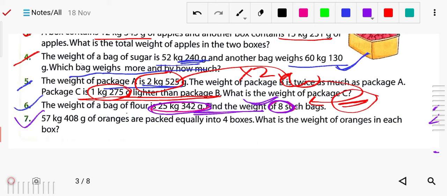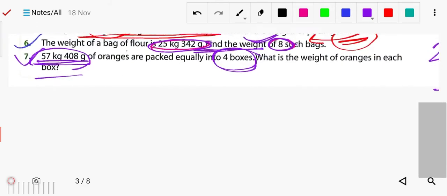Now number 7. 57 kg 408 gram of oranges are packed equally into 4 boxes. What is the weight of oranges in each box? The weight is given, and we have to divide it among the 4 boxes. First of all, it is given in a combined unit, so we will change it to the same common unit.